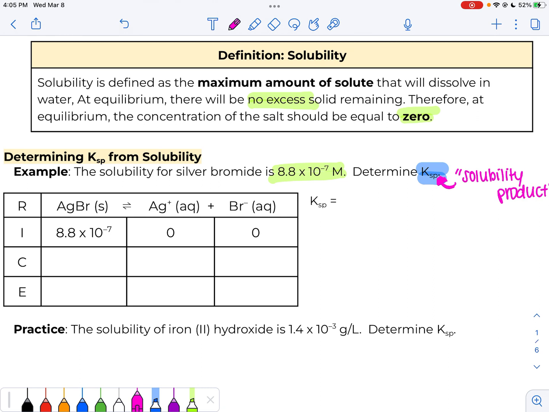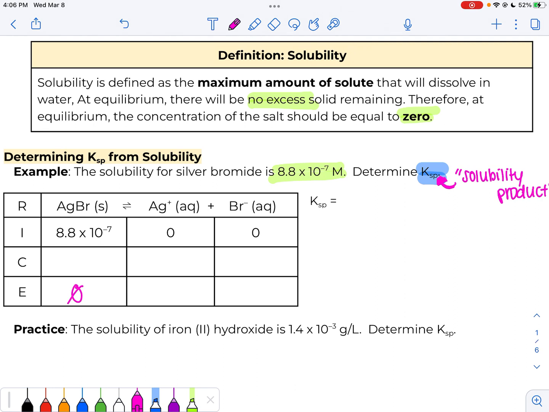All right, so the initial concentration of our silver bromide. What we're saying is we dump in 8.8 times 10 to the negative 7 moles in 1 liter of water. So at the beginning, that's our concentration. Before anything has started to dissolve, we won't have any ions present. But we know from the definition at equilibrium, this salt is going to become a concentration of 0. We will have none of the salt left. All of it's going to go into solution.